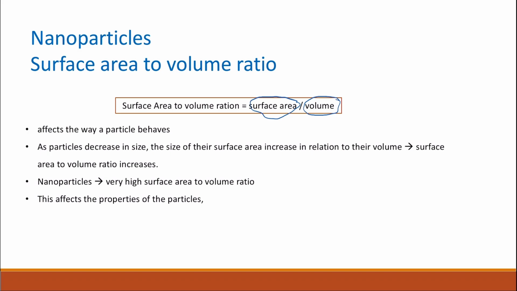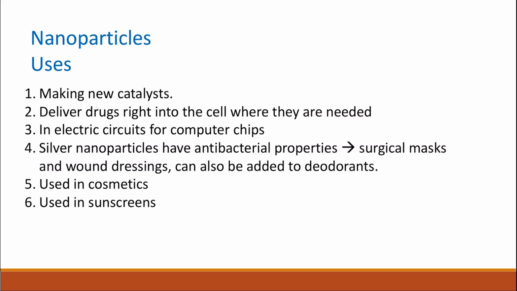This affects the properties of the particles. Because they have a really high surface area to volume ratio, to achieve the same surface area for catalytic action, for example, smaller quantities of the nanoparticles will be needed. So they will be more effective as catalysts than normal sized particles. This is why nanoparticles have many uses, and this is mainly because of their size.